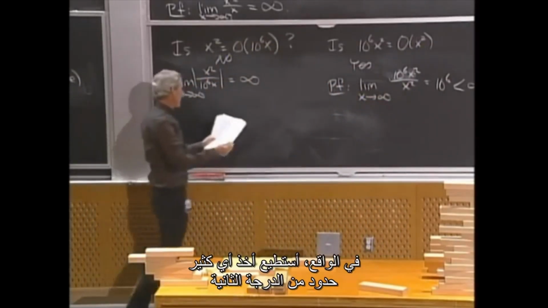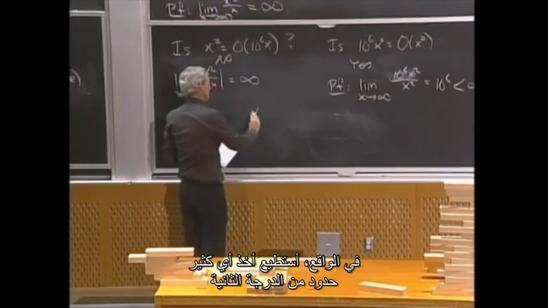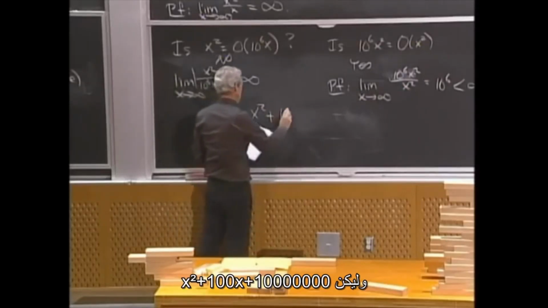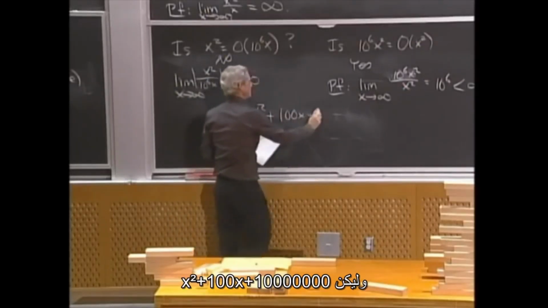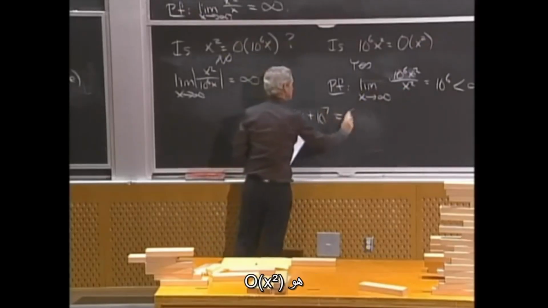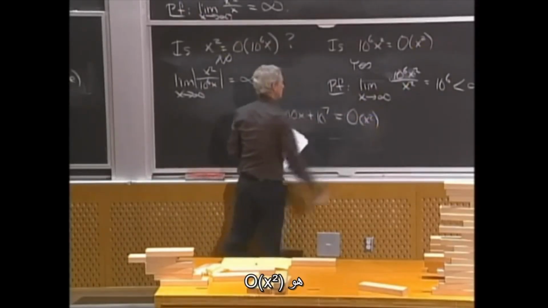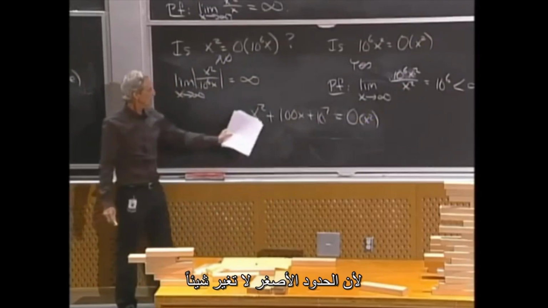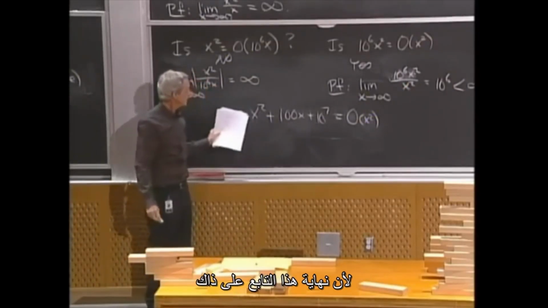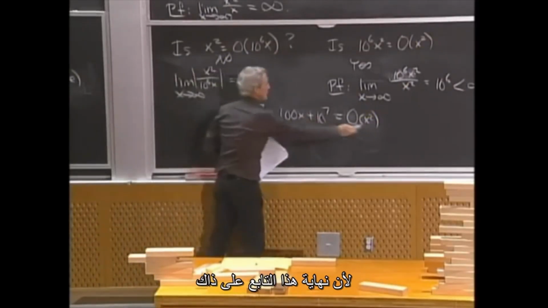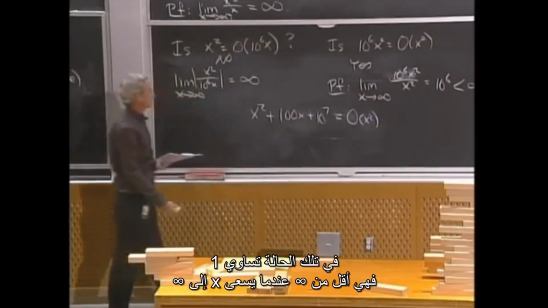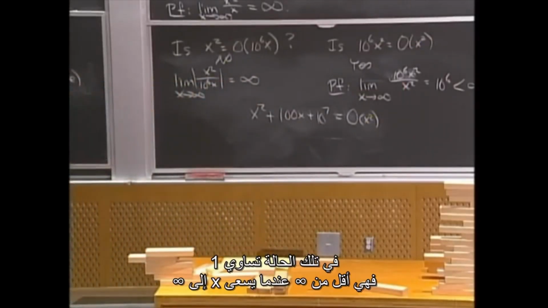In fact, I could take any quadratic polynomial, x squared plus 100x plus 10 to the 7th is O of x squared. Right? Because smaller order terms don't matter. The limit of this here over that, in that case, is 1, so it's less than infinity as x gets big.